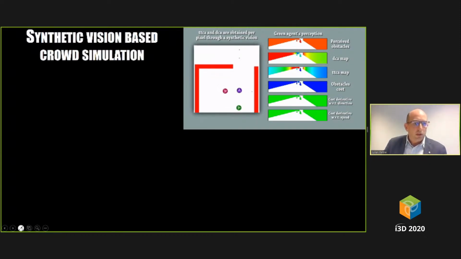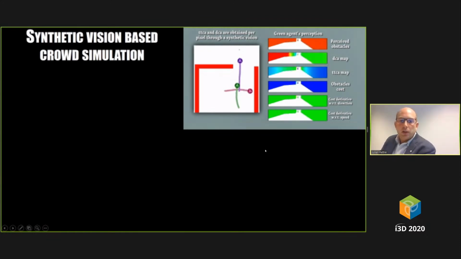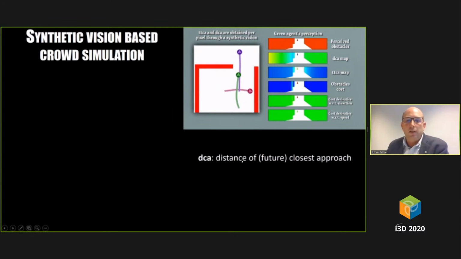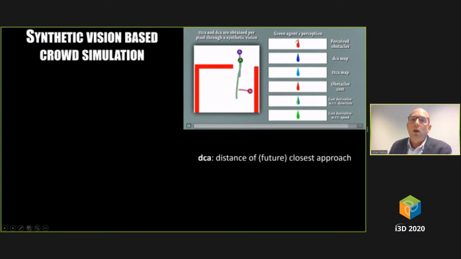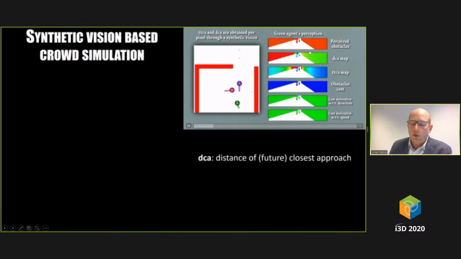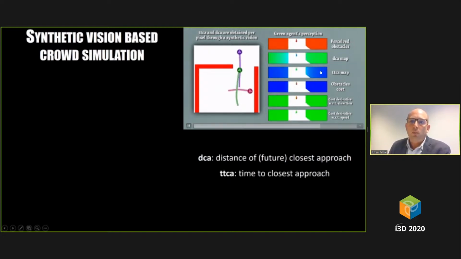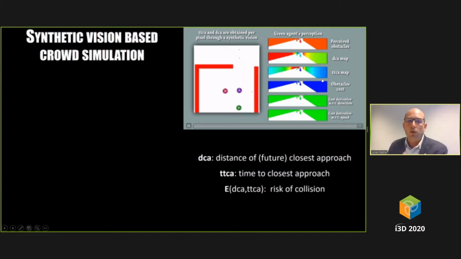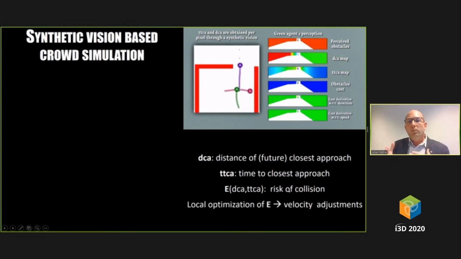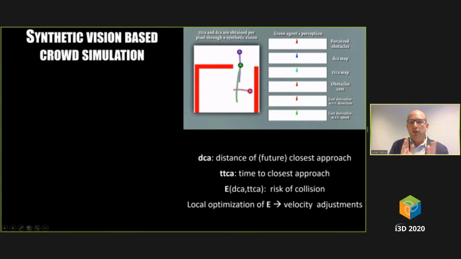Let me try to play this video here. So we project a somewhat different kind of information here, and we combine them a bit differently. We project directly the DCA, the distance of future closest approach, for each pixel here. Unfortunately, I don't have time to carefully describe those videos, but they are all online. You can check them together with the paper. And we project here the TTCA map. And we combine this information to compute sort of an energy function that tells you about the risk of collision. And instead of reacting, agents will be constantly optimizing the value of this E function by adjusting their velocity.